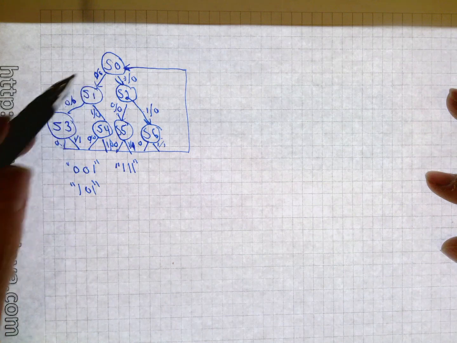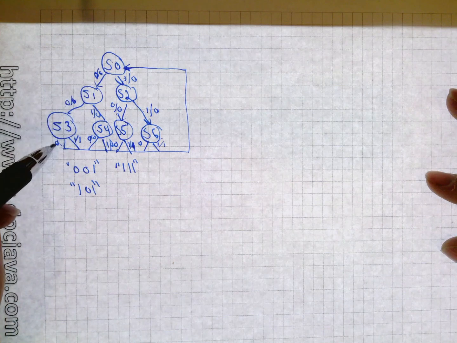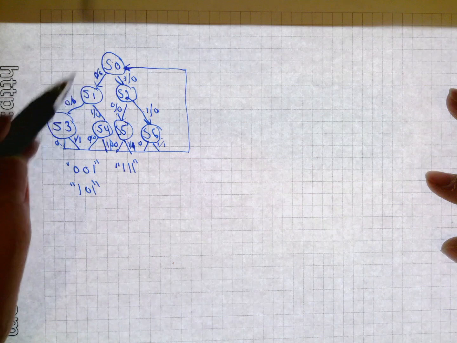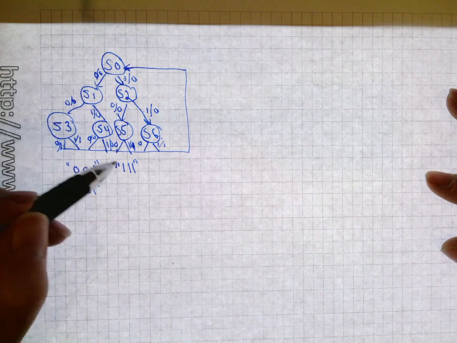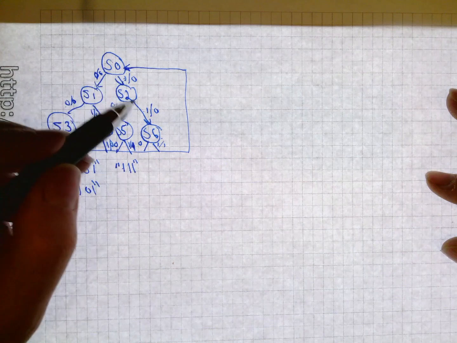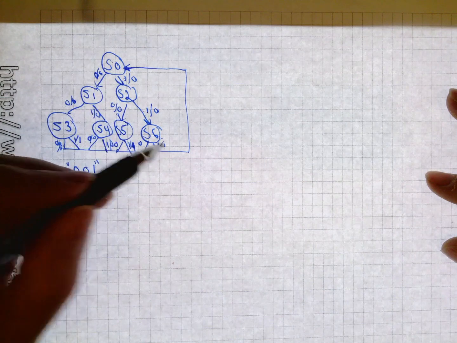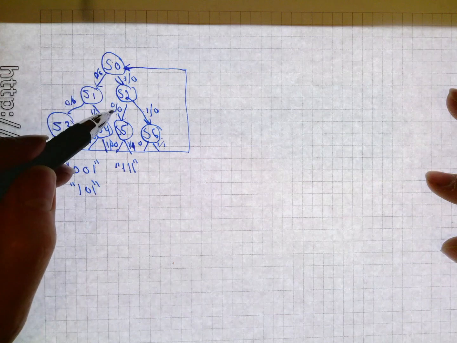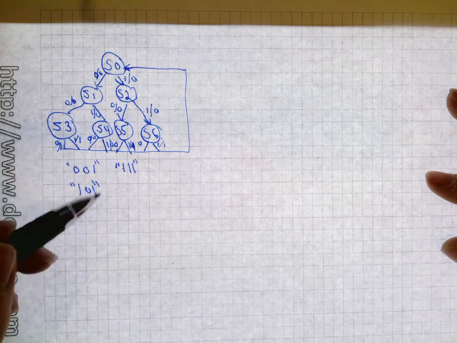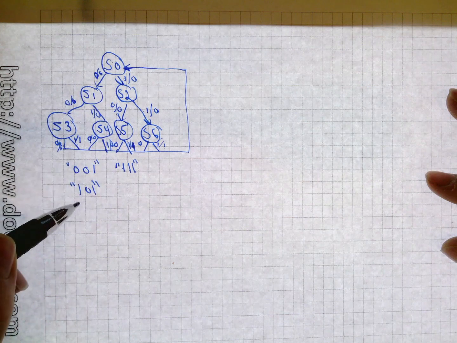So now 0, 0, 1 outputs a 1. This does not. 1, 1, 1 outputs a 1. 1, 0, 1 outputs a 1. So those are the 3 strings we plan to recognize.